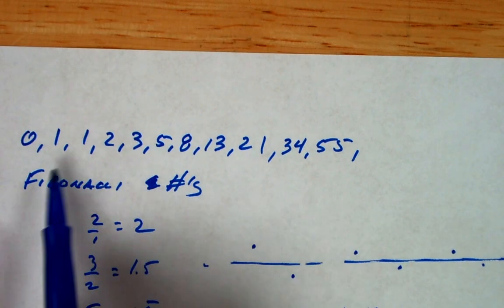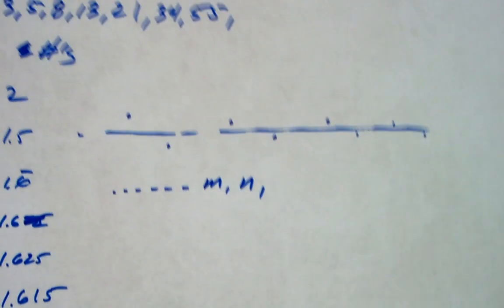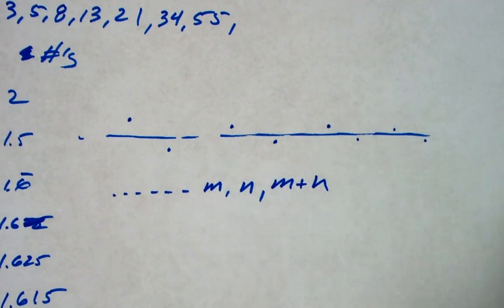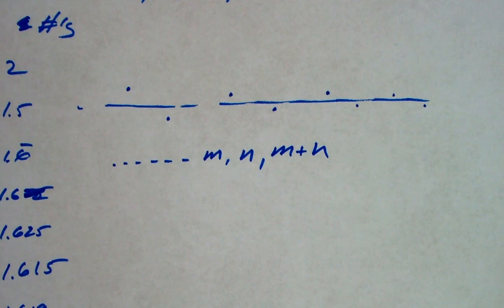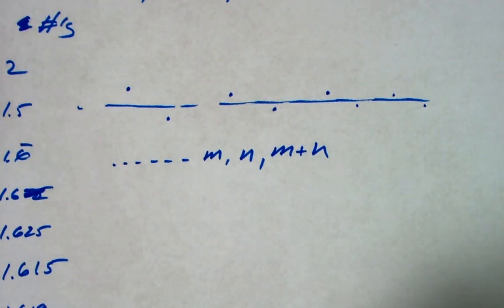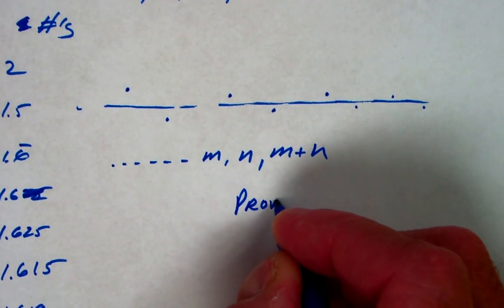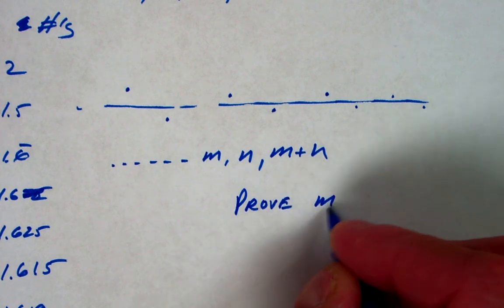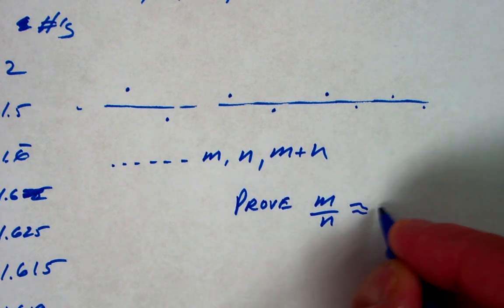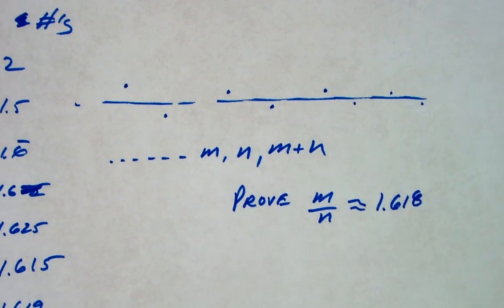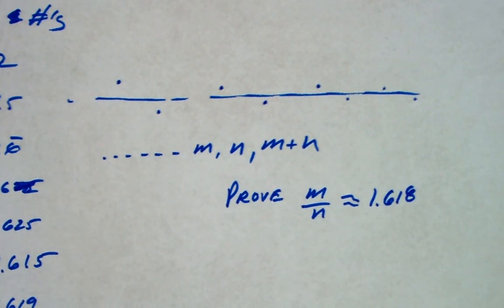Well, remember how we did this? It'd be M plus N, right? So here's what I want to prove. I want to prove M over N is about 1.618. Okay? This is really a neat proof, and this is one of the things that I think really shows you, ooh, we can do some neat stuff.